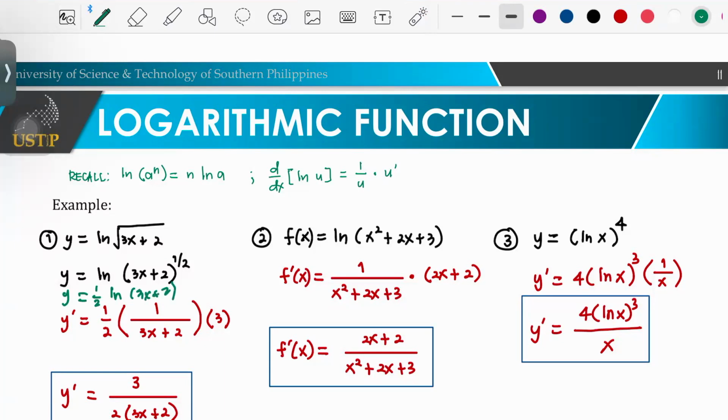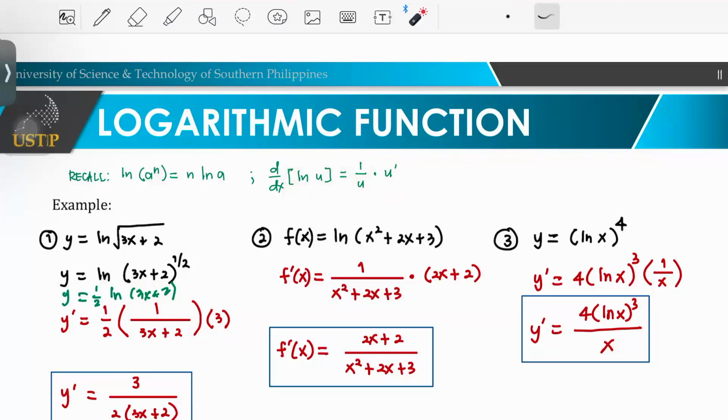By virtue of this property, we will get 1/2, and when we take y prime, we set aside the 1/2. And then the ln becomes 1 over u. If you differentiate, you get 1 over that expression multiplied by u prime. U prime is the derivative of 3x plus 2, and that is 3. So, you will get this expression for y prime.